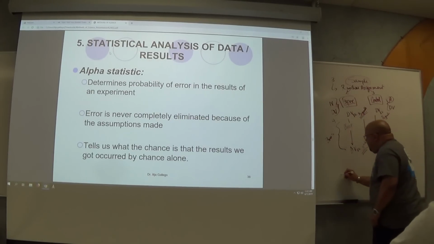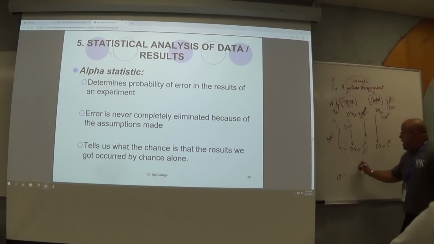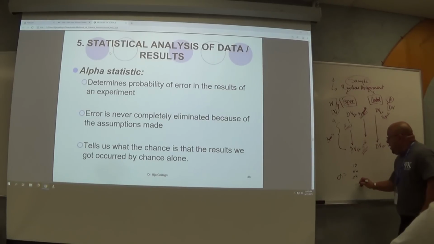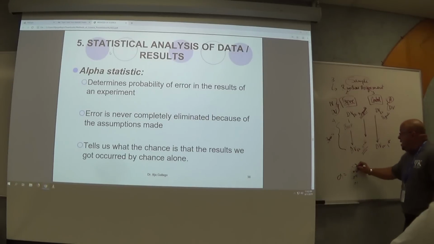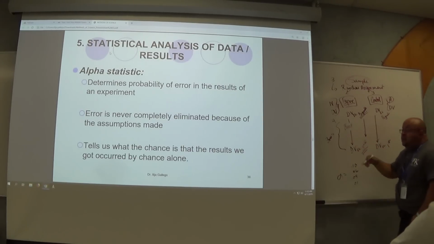Alpha will always equal some small decimal, like 0.10 or 0.06 or 0.05 or 0.01. What that means is that if it comes out at 0.10, it means that 10 times out of 100 that I do this study, using the same amount of people in each group, I would get this exact amount of change in the dependent variable before and after giving the independent variable.